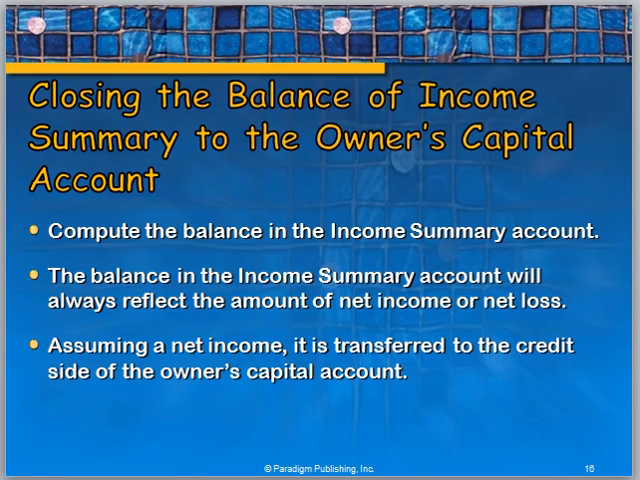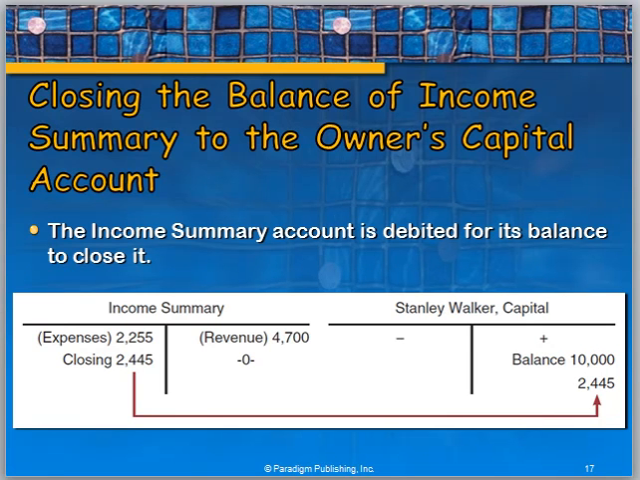And then we're going to transfer that, if it's a net income, to the credit side of the owner's capital account. So here you see that we subtracted our $2,255 from our $4,700 and got a closing amount of $2,445, and then it's a debit, so we transfer it to the credit side of the capital account, and then we're going to add it to the existing balance of $10,000.